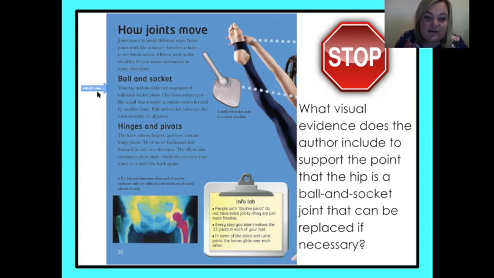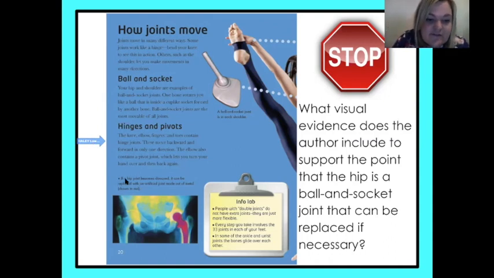Hinges and pivots. The knee, elbow, finger, and toes contain hinge joints. These move backwards and forwards in only one direction. The elbow also contains a pivot joint, which lets you turn your hand over and then back again. Pretty cool stuff. So we can go like this.